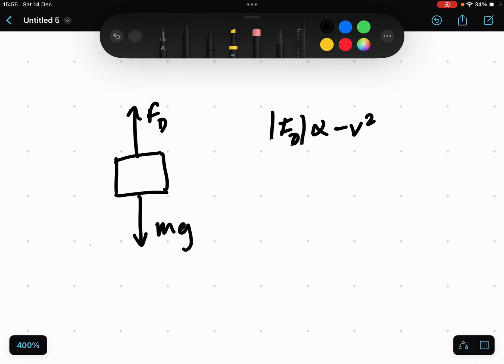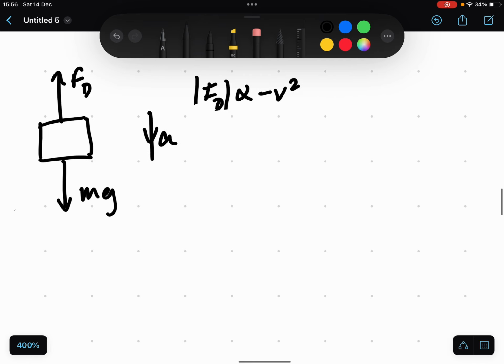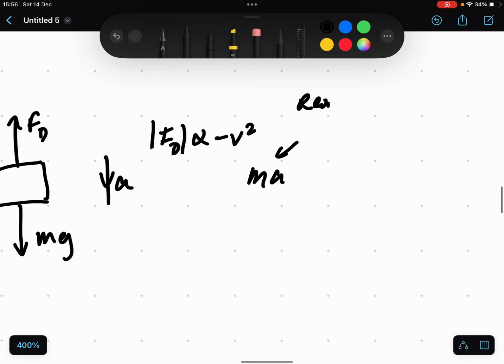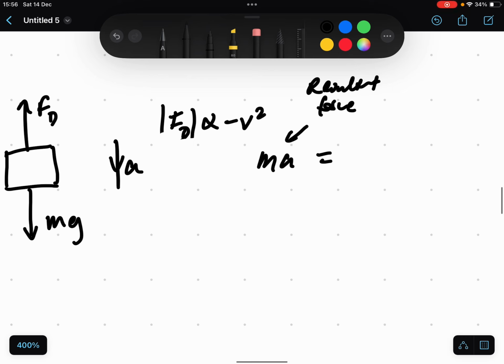Okay, let's have a look here. We're going to have a resultant acceleration, which means we're going to have a resultant force. So our resultant force, F equals ma, referring to the resultant force, is equal to mg minus Fd. Now remember, minus Fd, I should probably say the magnitude of Fd, okay, we're thinking of the magnitude.